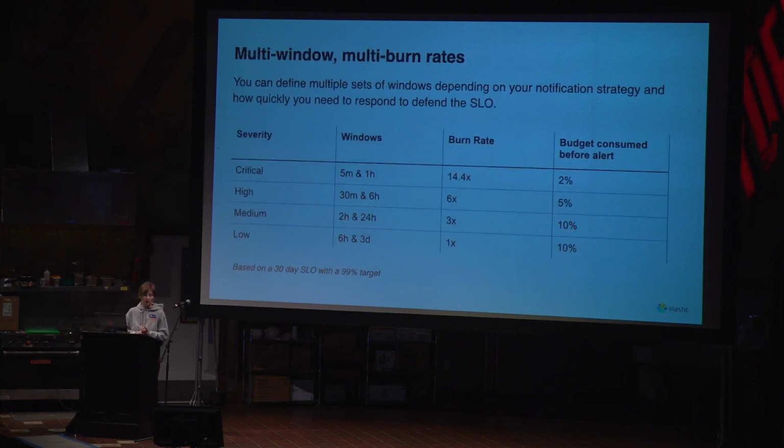So the burn rate alert within Elasticsearch has been defined with four severities: low, medium, high, and critical. But this can be adjusted as you want. It depends on the notification strategy that you have at your organization. They can be modified. If you want to keep only low and critical, you could do that. So it's quite customizable in that sense.